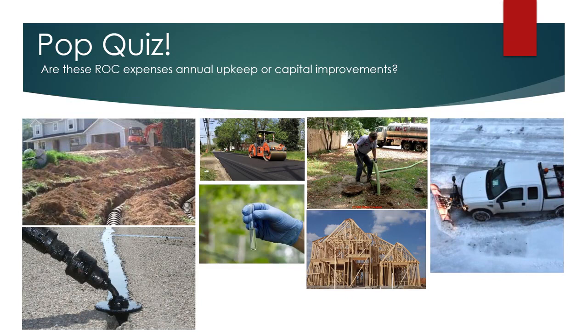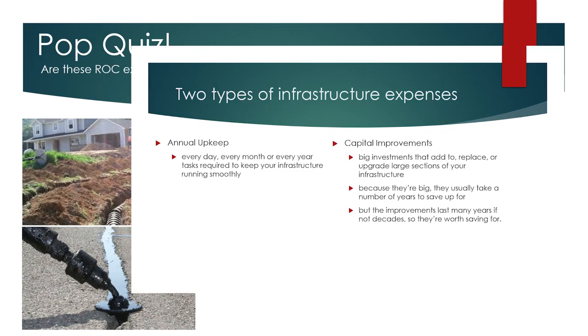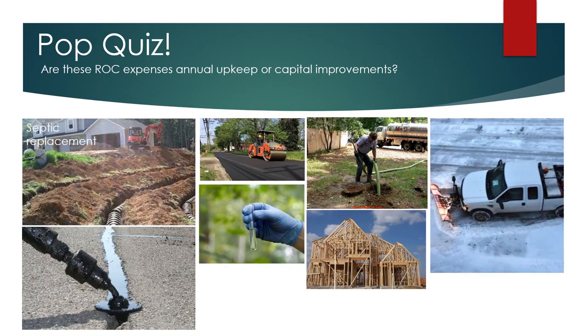Okay, one last pop quiz, I swear. Of these Rock-related expenses, which are upkeep and which are capital? Replacing a septic system, road sealing, road repaving, water testing, septic pumping, building a new community center, and snow removal. Ready? Go.